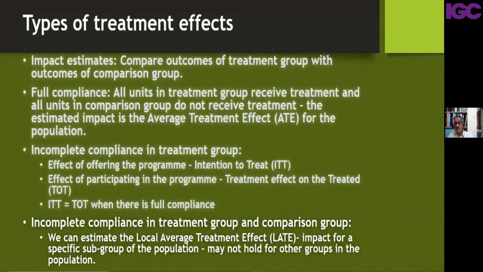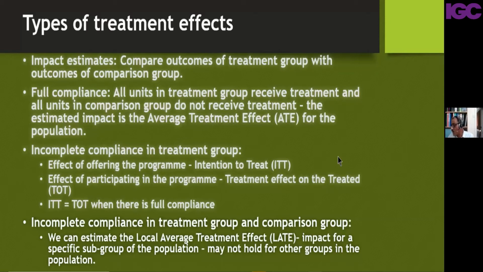So when you conduct a randomized control trial and you have non-compliance both in the treatment group and the comparison group, what you are effectively estimating is what is called the local average treatment effect, which is the impact of the program for a specific subset of the population, in this case for the group of compliers.